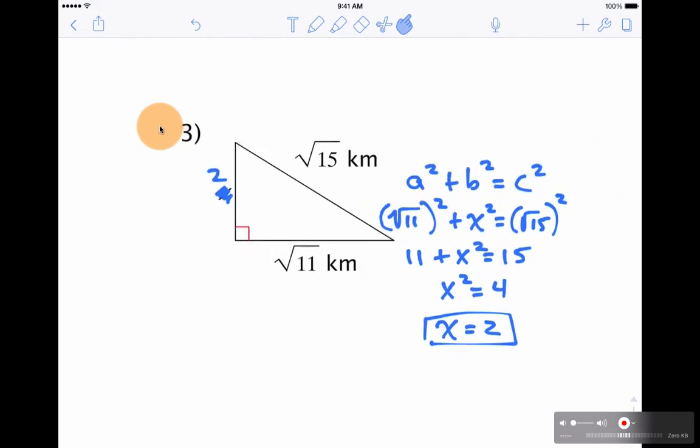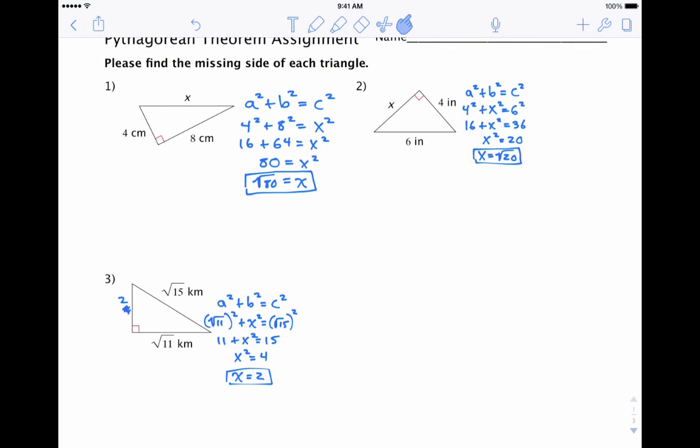So that was an introduction to the Pythagorean theorem and how we can use it, and how we can use radicals and roots, particularly square roots, in the context of the Pythagorean theorem.